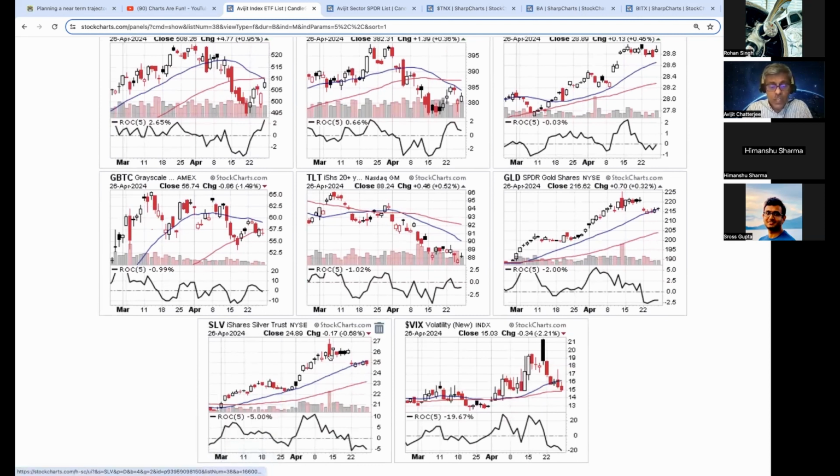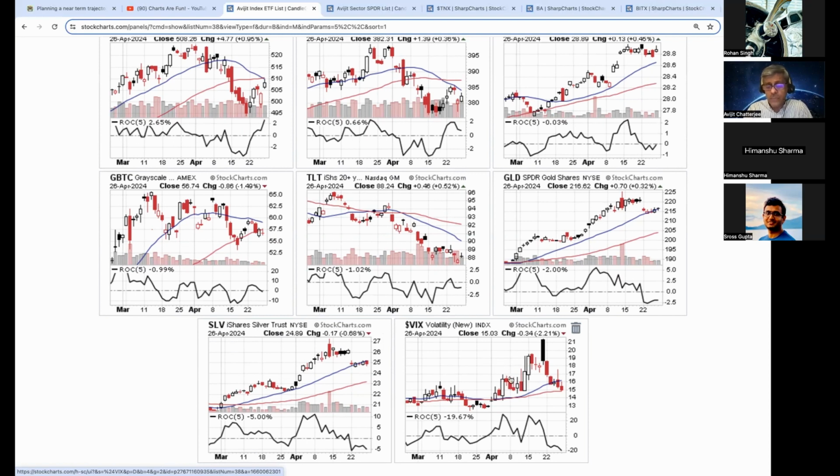Silver, in a similar way, pulled back to test its rising average. And by the way, both GLD and SLV do have upside targets above these current levels. The GLD target I have is 236. The SLV target I have is near 31, 32. So both have more upside left, and it's possible that they just came back to test their rising 20-day moving average. And if this bullish trend continues, they could both resume their climb.